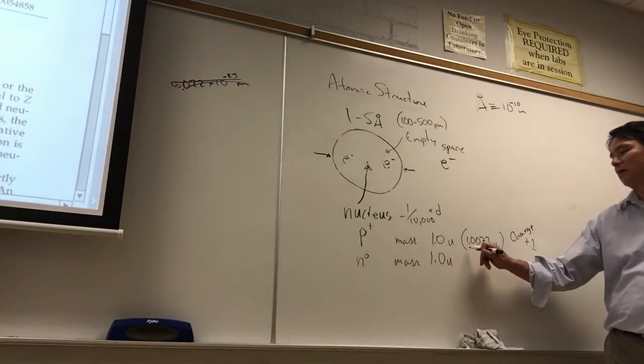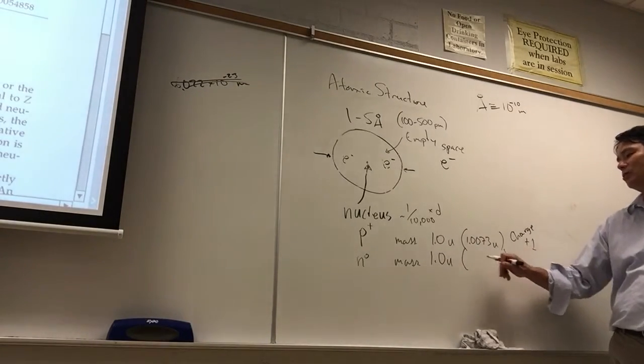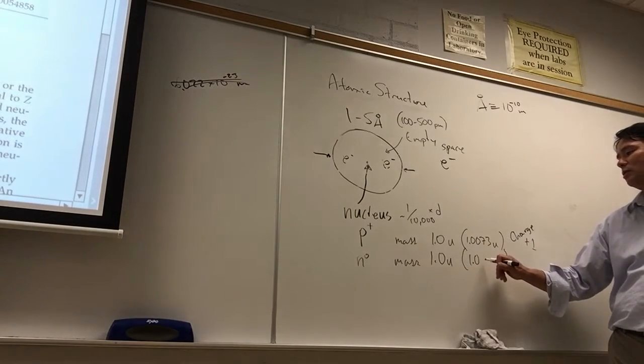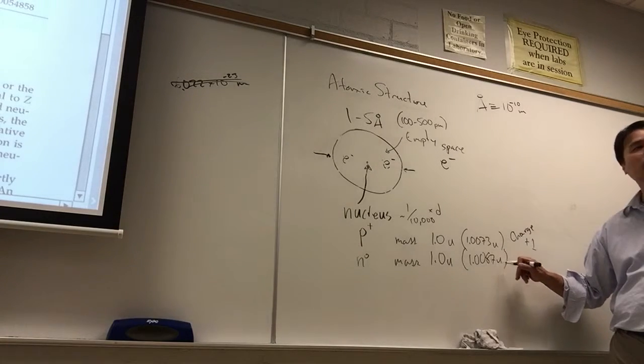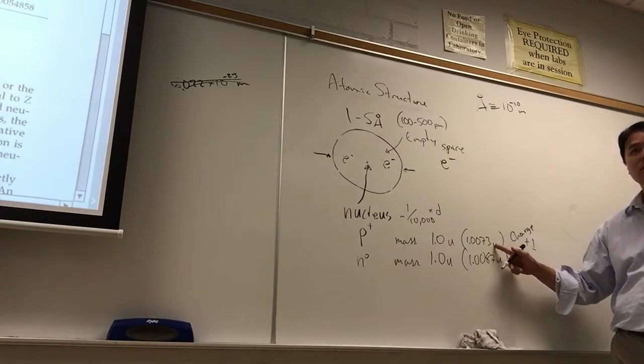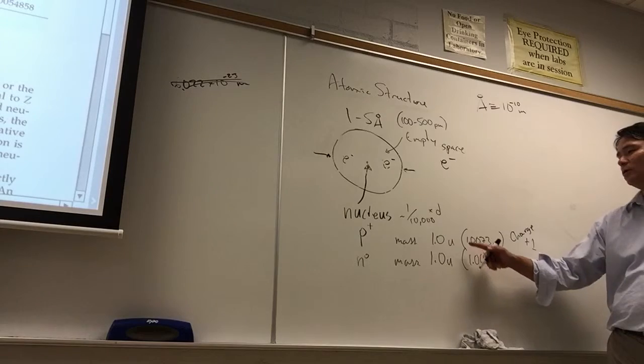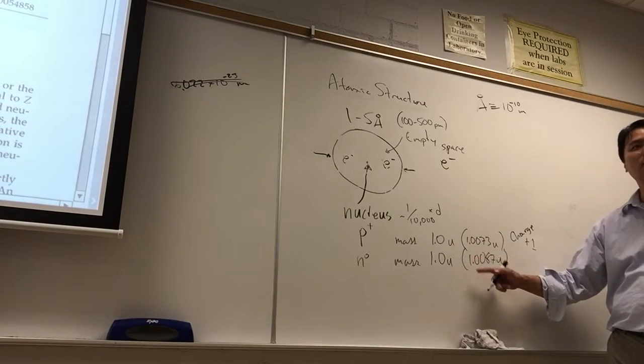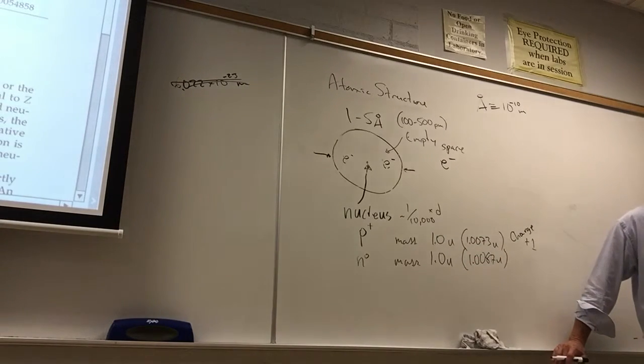But, you know, they don't weigh the same. We need more sig figs to see that they don't weigh the same. The neutron's slightly heavier at 1.0087 U. You don't have to memorize these. But the proton's slightly lighter, the neutron's slightly heavier. Both of them have a mass of about 1 U.